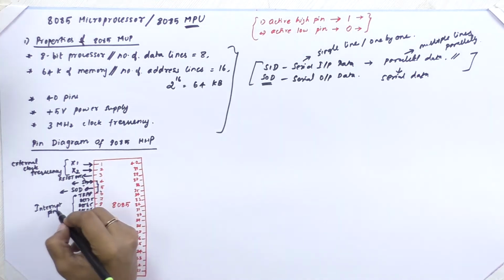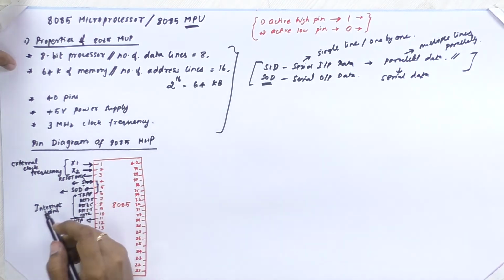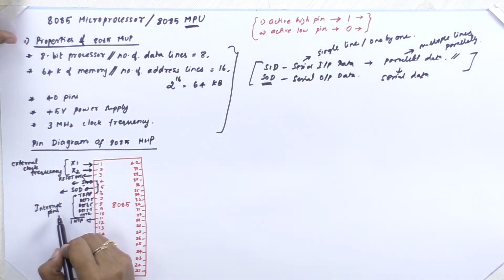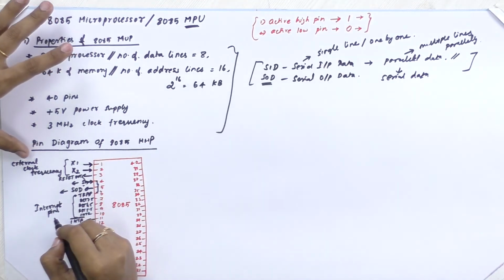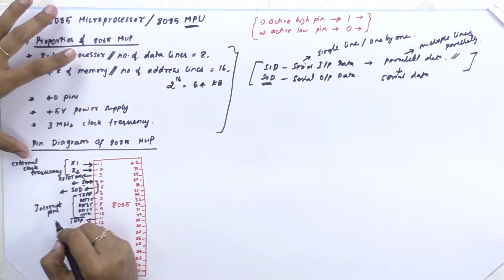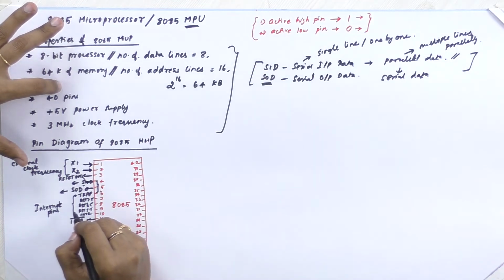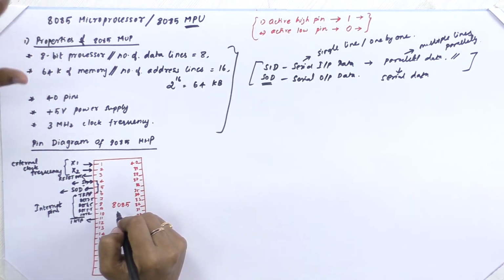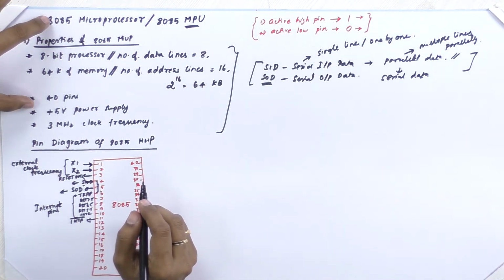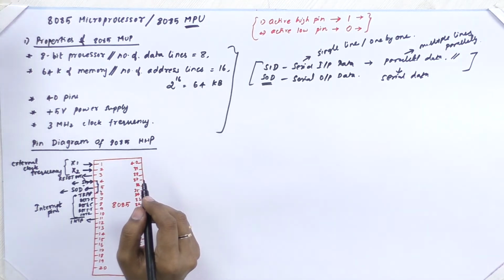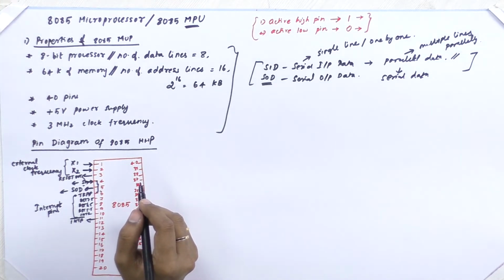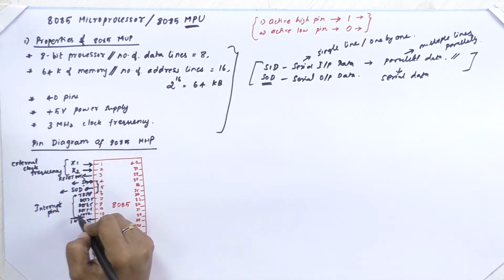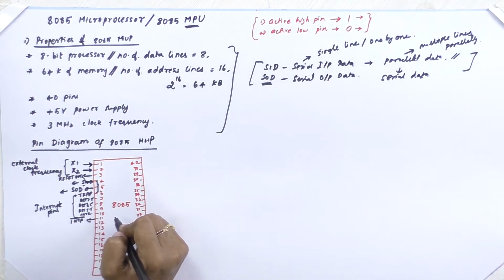So the term interrupt, we have already discussed. Interrupt means whenever the processor is executing its normal operation and an interrupt request is sent to the processor by any external peripheral device, the processor will stop its normal execution and start executing some other set of instructions called interrupt service routines. So that is the concept of interrupt. After performing that interrupt service routine, the processor will again start executing its normal function.